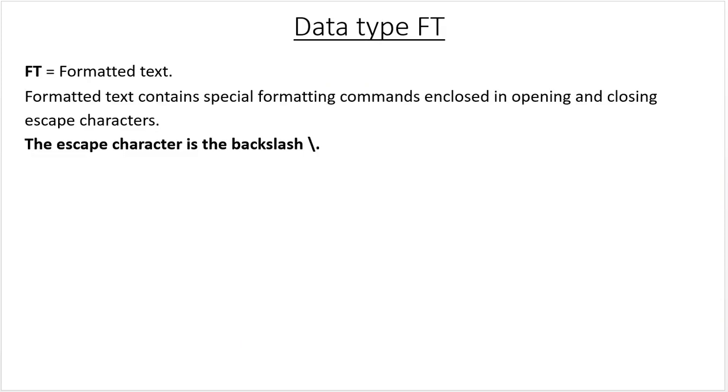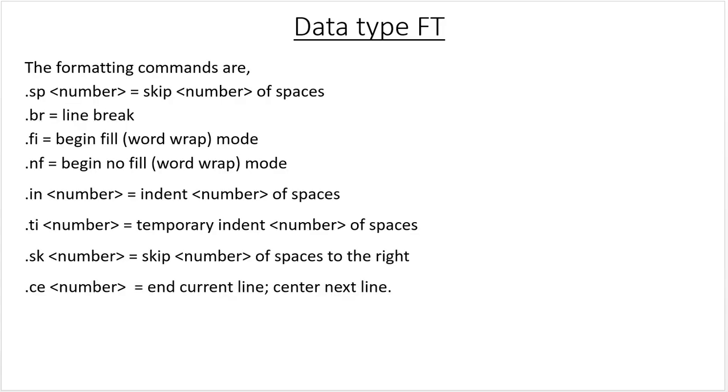Data type FT. Formatted text. Formatted text contains special formatting commands enclosed in opening and closing escape characters. The escape character is the backslash. And the formatting commands are .sp number, and that tells it to skip a certain number of spaces. .br would be a line break.